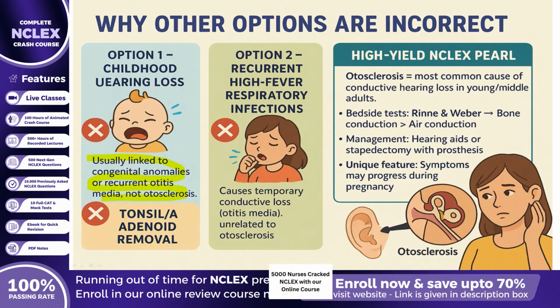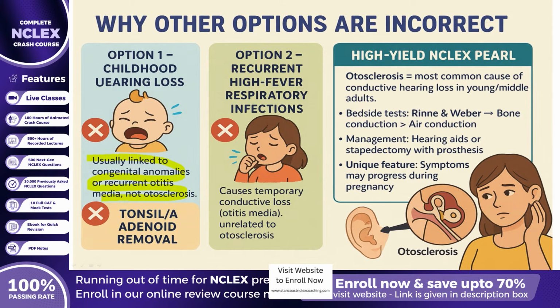As for Option 2, recurrent febrile respiratory infections are linked with temporary conductive loss from otitis media, but they have no role in otosclerosis, which is strictly due to abnormal bone remodeling. Option 3, a history of tonsil and adenoid removal, is also unrelated since these lymphoid tissues play no part in the disease process of the middle ear ossicles.